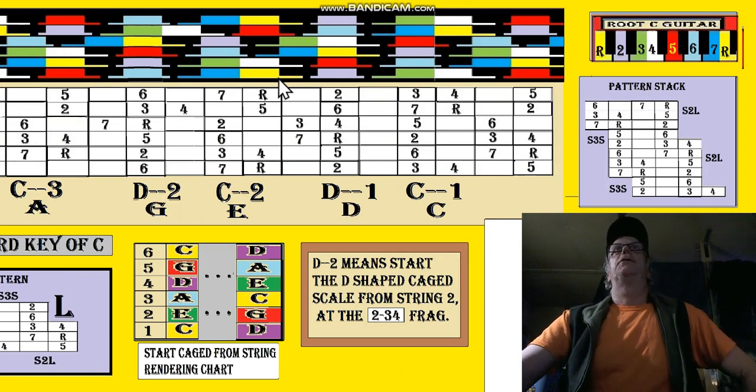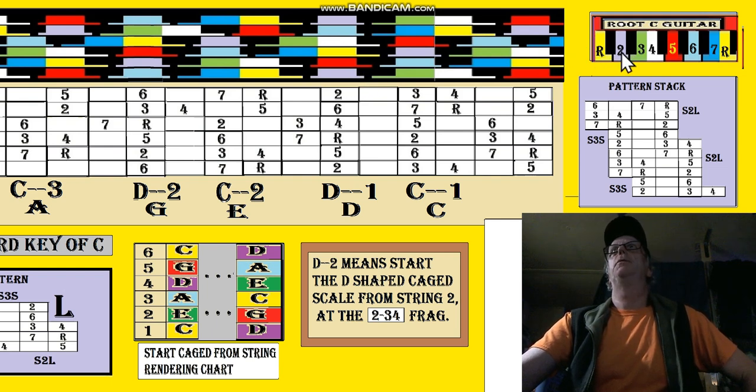Root C guitar. So we've got root. We've got the second, which is light purple, which would be D. So this is C, this is D, this is E. And the only way that I can tell right now is the note colors, but the note shape, the letter shapes, the key shapes.